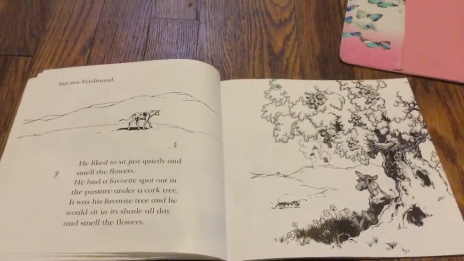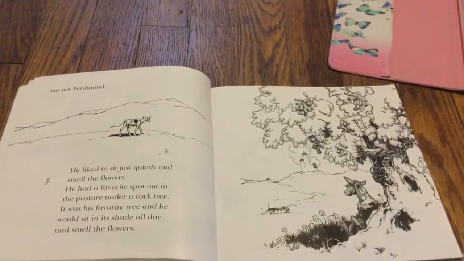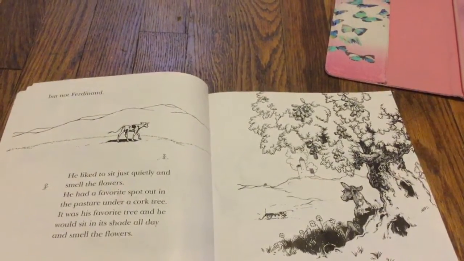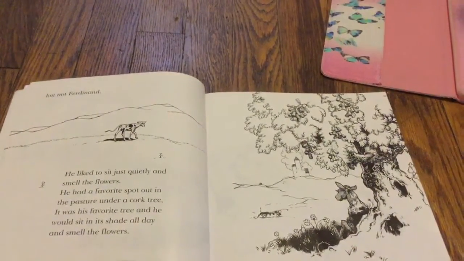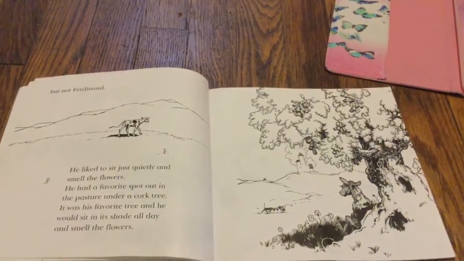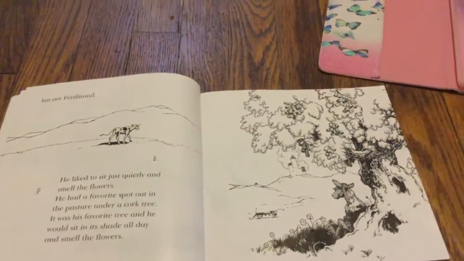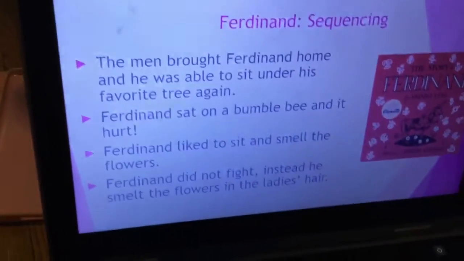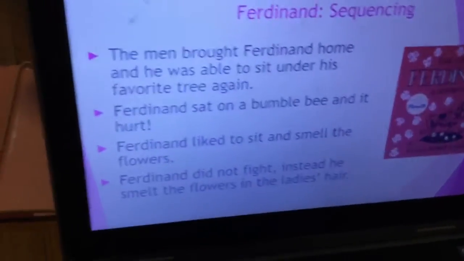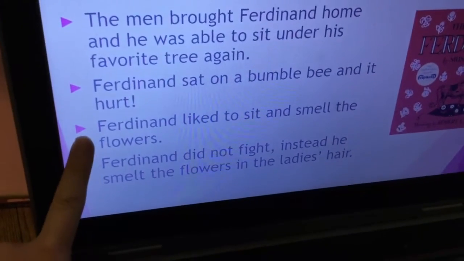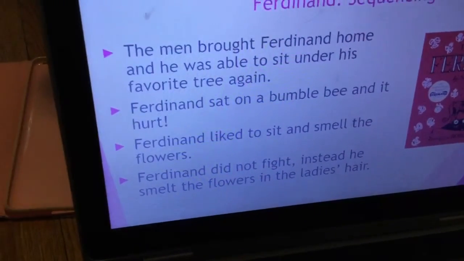Do you remember what happened on this page? That's right, it said that he liked to sit quietly and smell the flowers. Who's he? That's right, Ferdinand. Was that on our chart over here? You're right, it's right here. It says, Ferdinand liked to sit and smell the flowers.